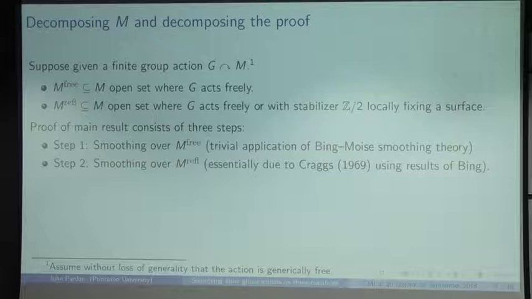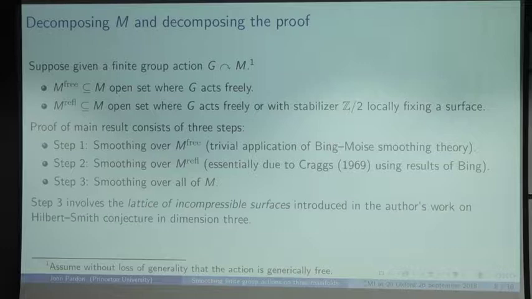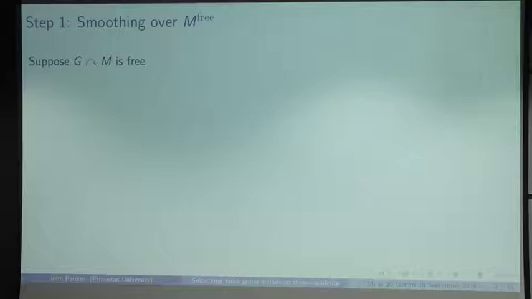Next, smoothing over this, call it the reflection locus, where you allow the stabilizer to be Z mod 2, fixing a surface. This was basically due to Crags in 1969 using a result of Bing. I'll explain that too. And then there's the last step where you smooth over the remaining part. By Smith theory, the remaining part is in the union of one-manifolds. So this step three uses this lattice of incompressible surfaces. Okay, great. So let me just begin with step one.